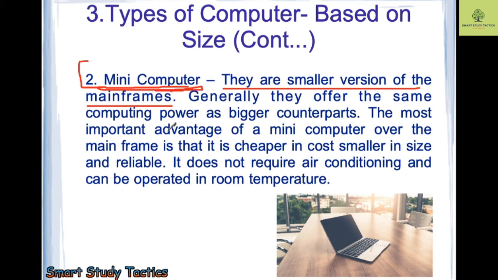Is this clear to all of you? One more thing: it does not require air conditioning and can operate at room temperature. Whatever system you are using, if it has good processing speed and good RAM, it is a mini computer. But a mainframe requires it, because a mainframe is handled by organizations.